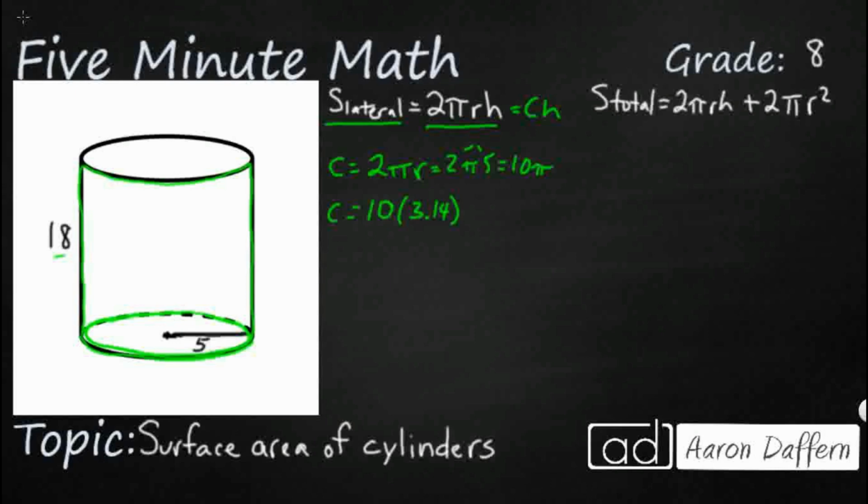And we know what happens when we multiply by 10, right? When we multiply by 10, it just moves the decimal over because we have a base 10 system. So really, it's just going to equal 31.4. So our circumference, our 2 pi r, is 31.4. Now we need to multiply that by the height to see how high that goes.